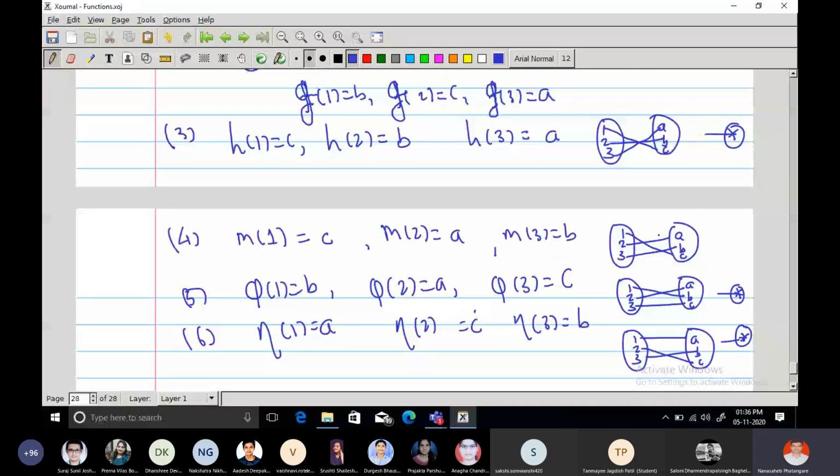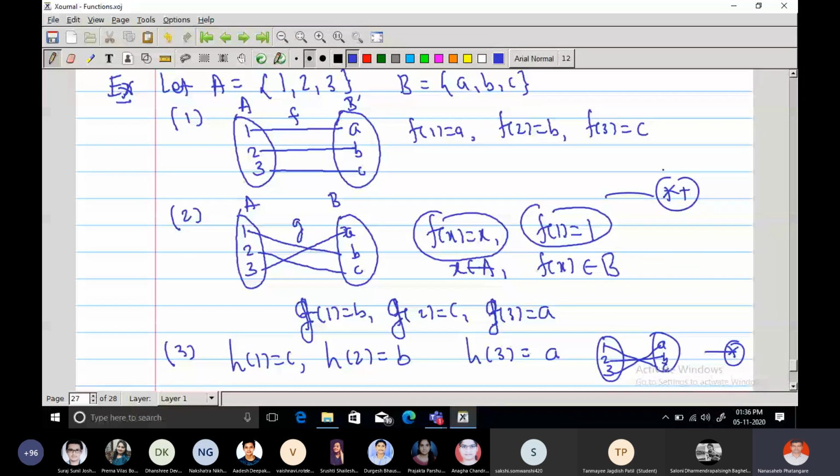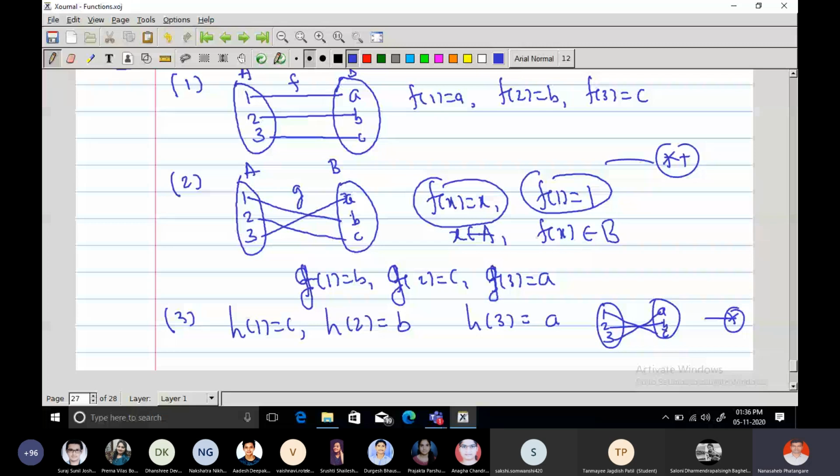Cyclic means what? Now look at this double star function. So what are we moving? 1 goes to B, 2 goes to C, and 3 goes to A. So we are moving in cyclic order. You understand?